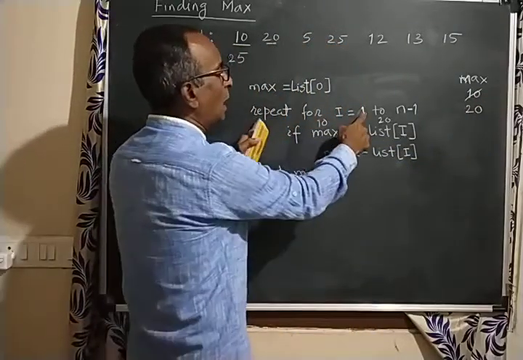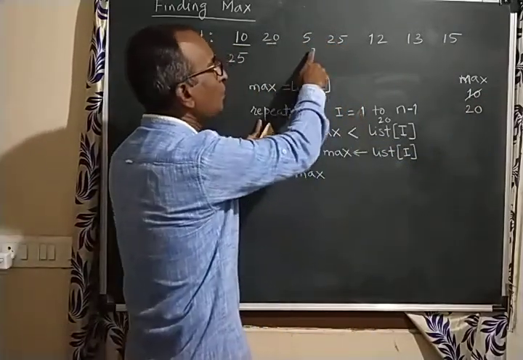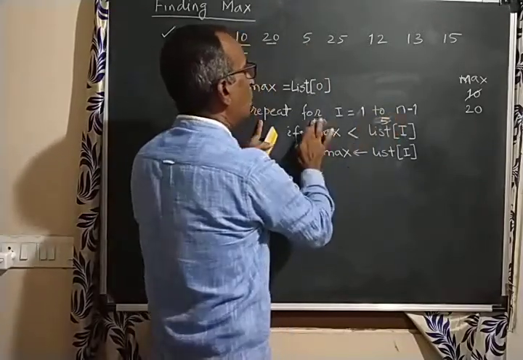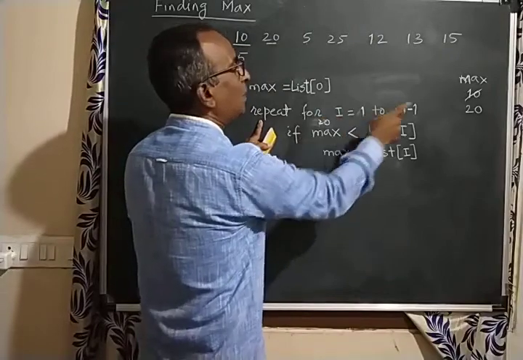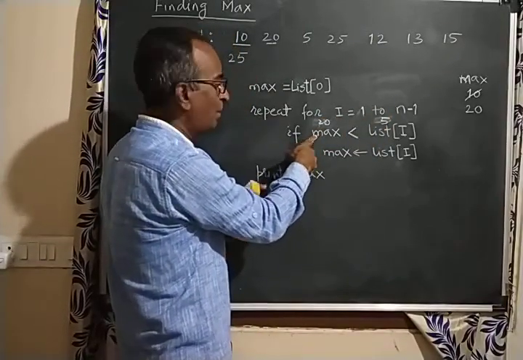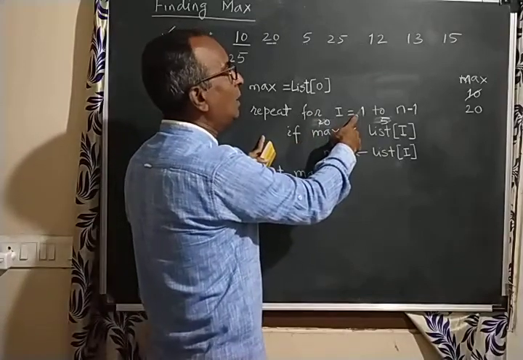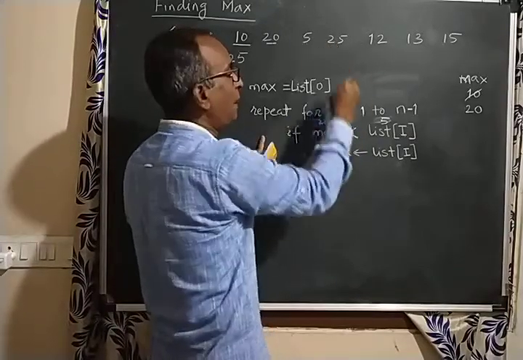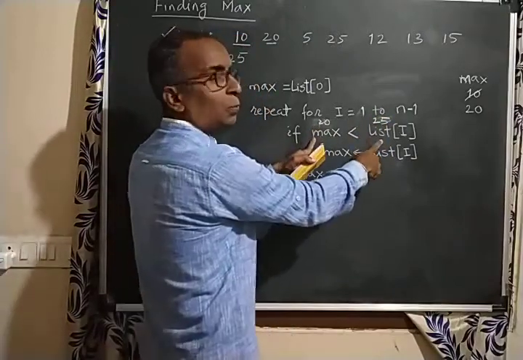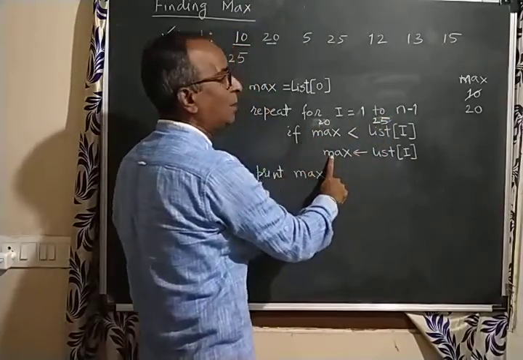Then it will go for i 2. List of 2 is 5. What is the max value? The current max value is 20. Is the condition true or false? False. False means i will be incremented. Next is 25. So this is 25, this is 20. Is it true? Yes. 25 will be given to max.